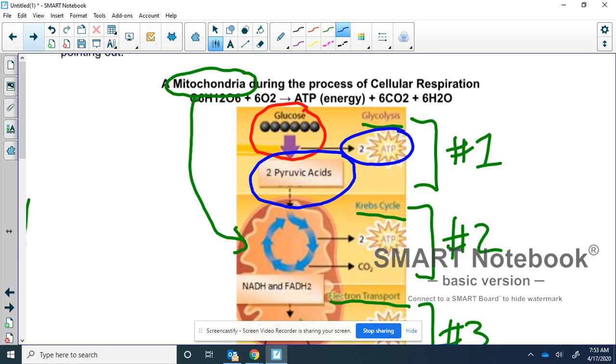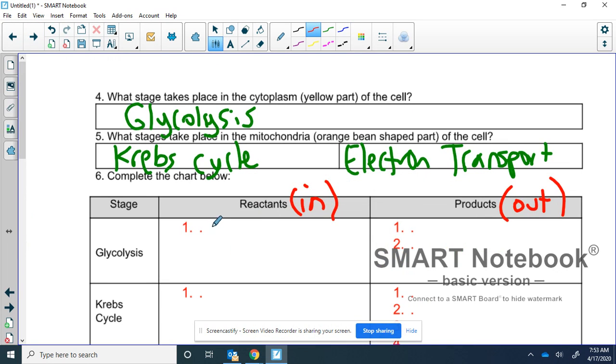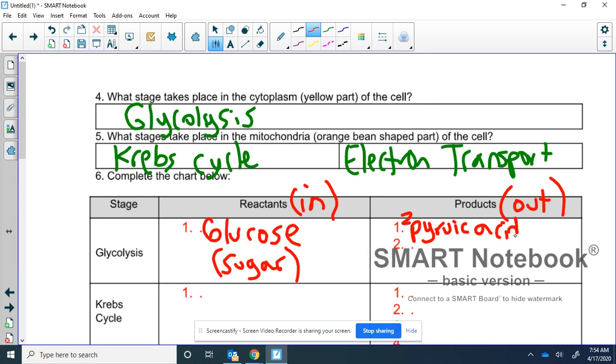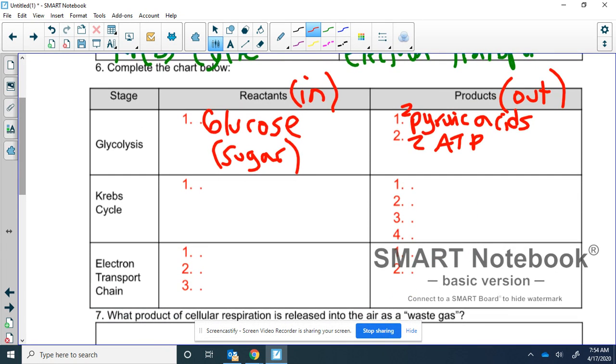So if we go to the chart, our reactant was glucose, which is another term for sugar. That arrow was going in. And then the arrows coming out were 2 pyruvic acids. Oops, I left out a V in there. And 2 ATPs. Let me scroll down so you can read that. 2 pyruvic acids and 2 ATPs.